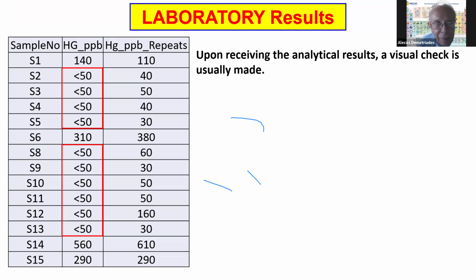Sorry. Okay, I'm almost at the end. Now, as you can see, we look at the results, and the first thing that you see is we have a high lower detection limit for mercury.